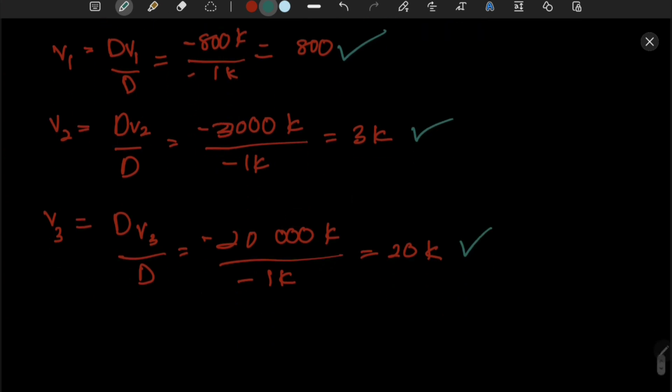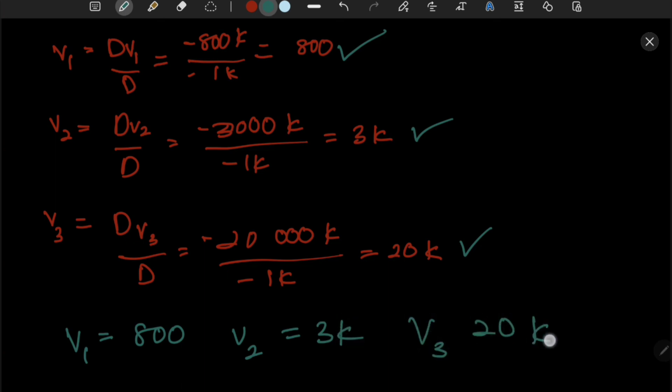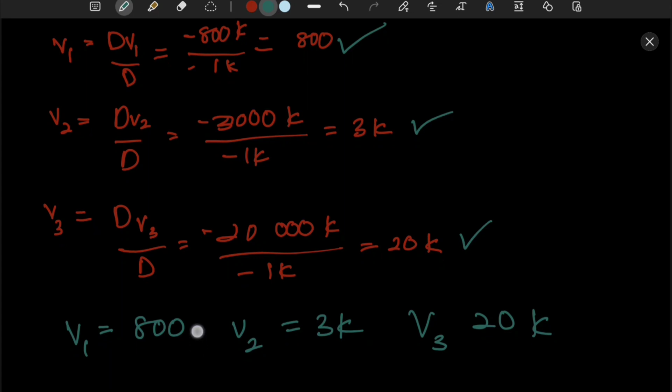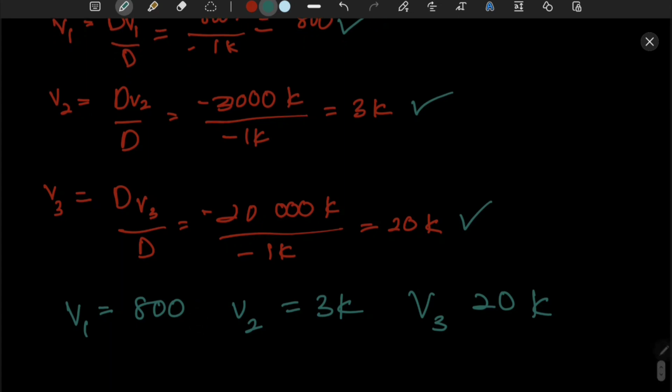This is the answer: V1 is 800, V2 is 3K and V3 is 2000. These are the values we can see before from the diagram, the values at the nodes V1, V2 and V3. So that's it for me, and thank you for watching.